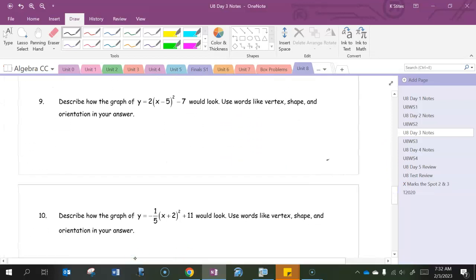So now let's practice this in words. Describe how the graph would look. Use words like vertex, shape, and orientation in your answer. I'm not looking for complete sentences, but again, I do care about complete thoughts.